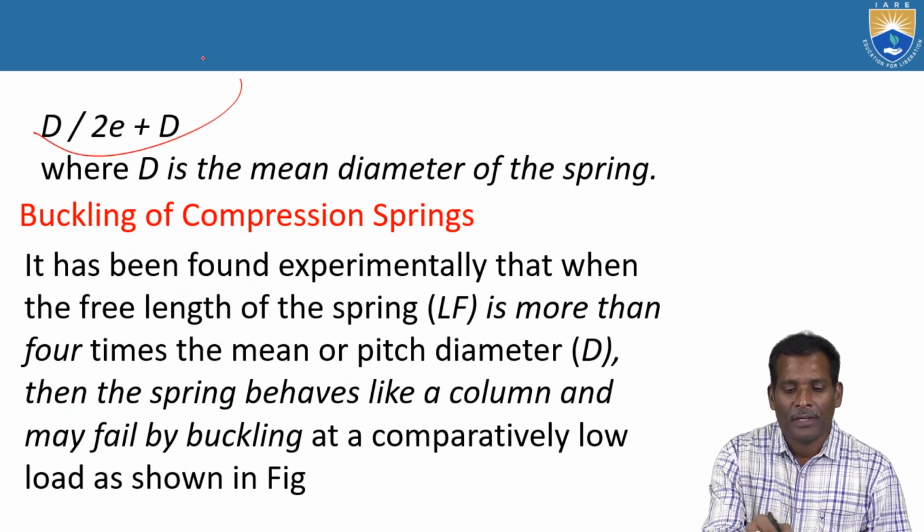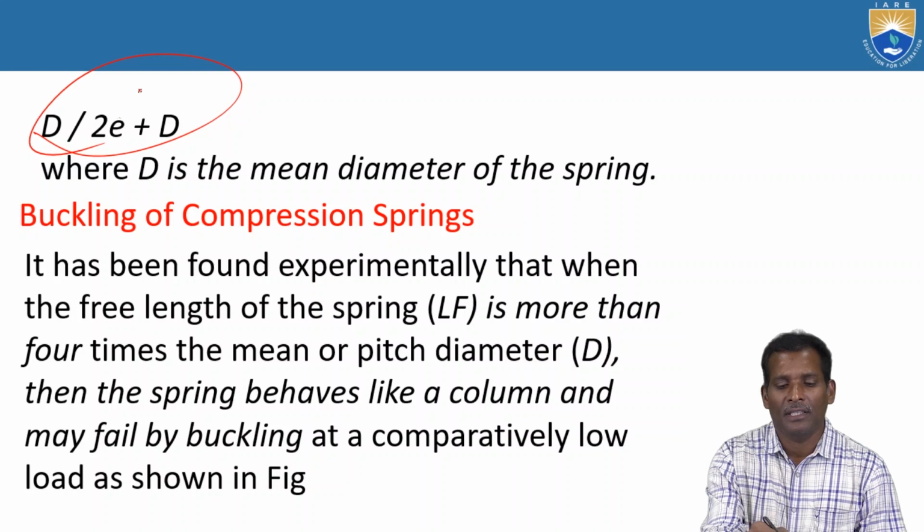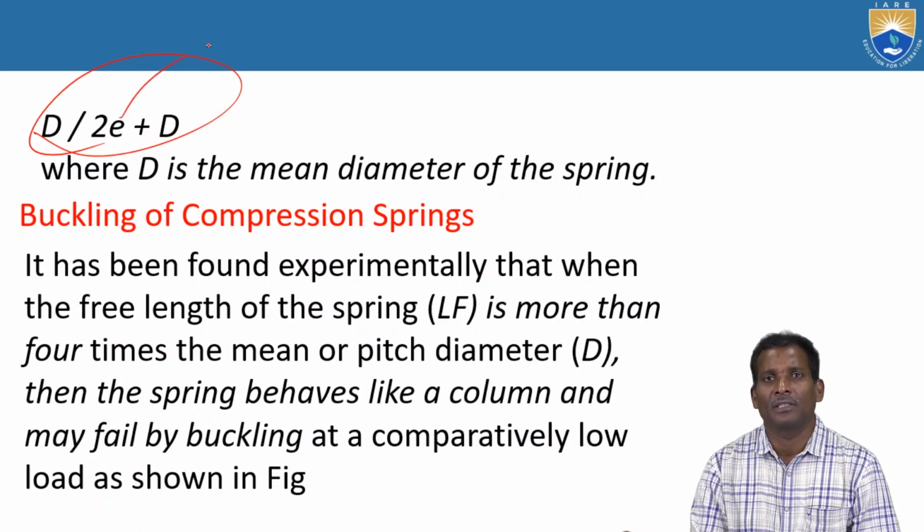So that is the factor shown here, d by 2e plus d. What is d here? Mean coil diameter, the mean diameter of the spring. And e is the eccentricity value, that is distance.